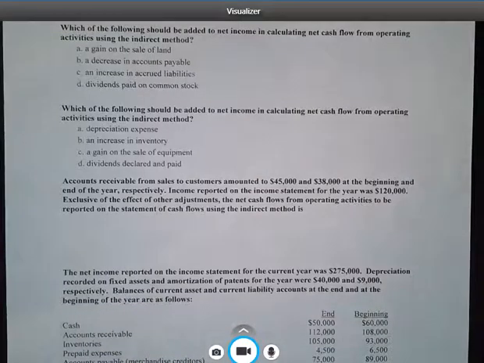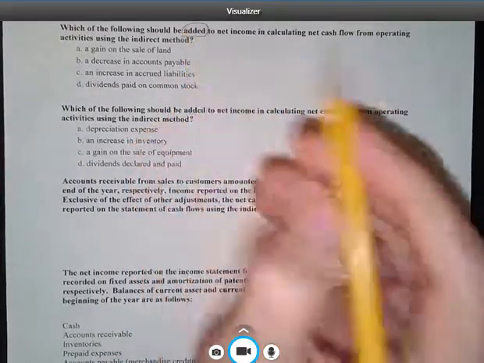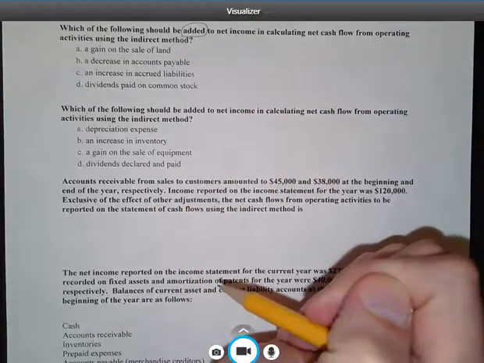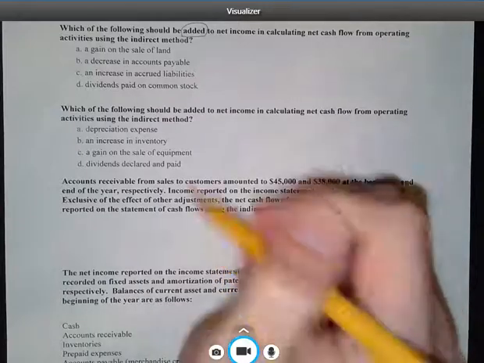Let's take a look at some questions related to the statement of cash flows. We're starting right up here at the top. It says, which of the following should be added to net income in calculating net cash flow from operating activities using the indirect method? So we're looking for an addition to net income. Remember, net income is always going to be our starting point, and then we're going to make adjustments from there.